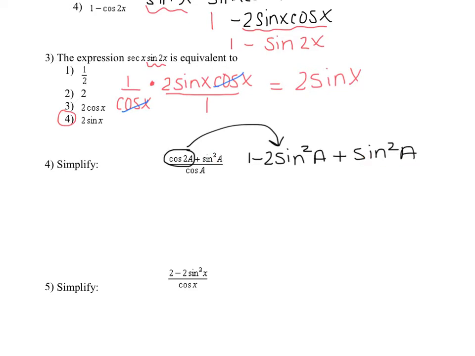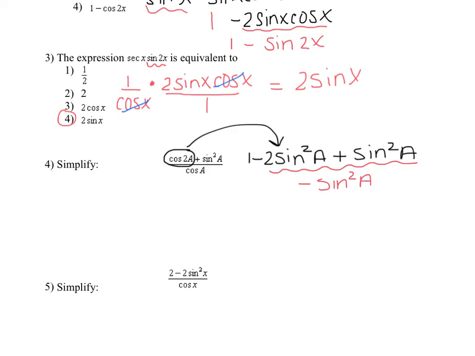Let's simplify all of this before we divide by the denominator. So what are my like terms? My like terms are here. I have negative 2 sine squared a plus sine squared a. So if I have negative 2 of something and I add 1 to it, I simply have negative sine squared a.